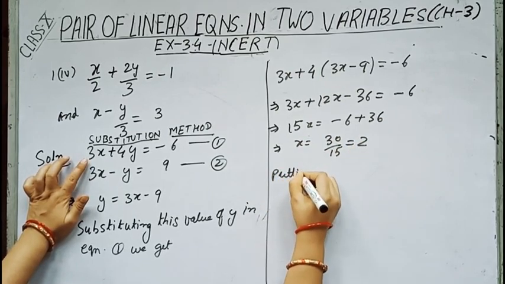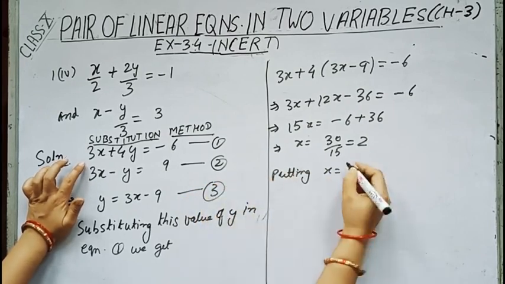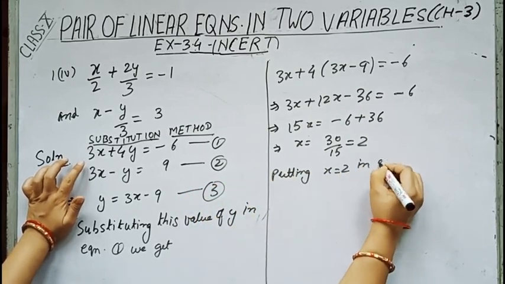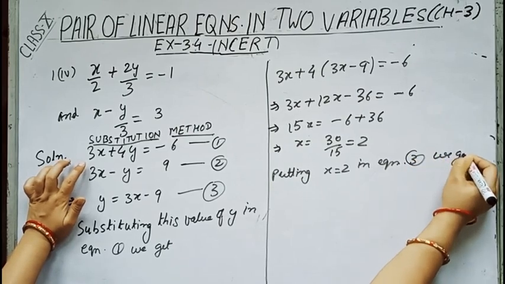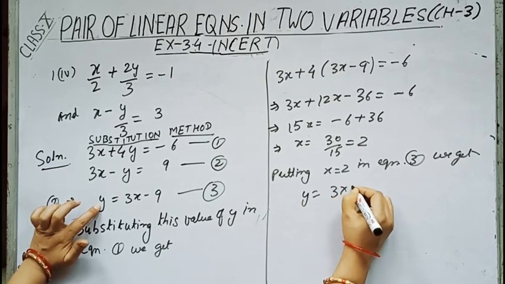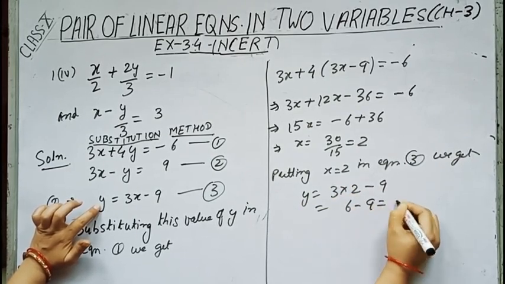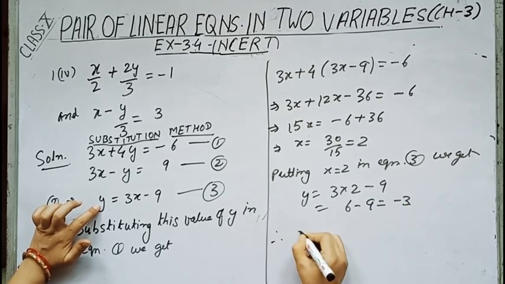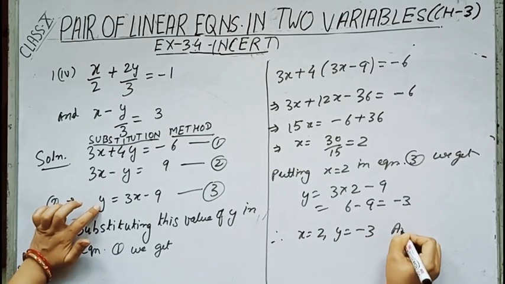Now putting x equals 2 in equation 3, we get y equals 3 into 2 minus 9 equals 6 minus 9 equals minus 3. Therefore x equals 2, y equals minus 3. Answer.